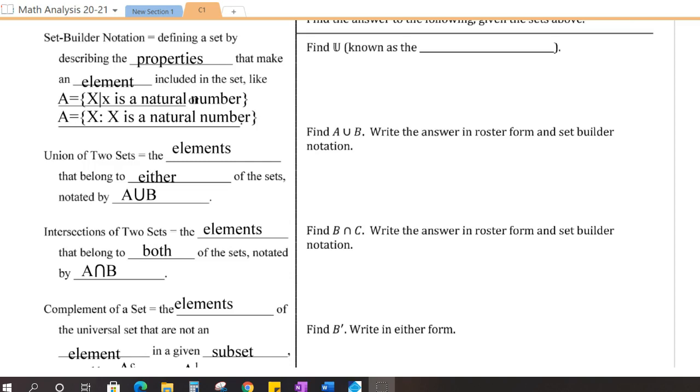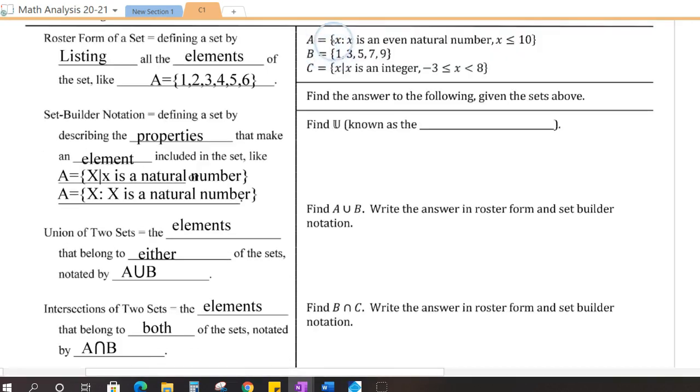Now let's do a couple examples before we move on. Going back to the top, set A is X such that X is an even natural number. Remember, this is in set builder notation. If I want to change this to roster format, I could. I would say that A is equal to the set. We said the even natural numbers are 2, 4, 6, 8, and 10. So this is set builder notation, and this is roster format.